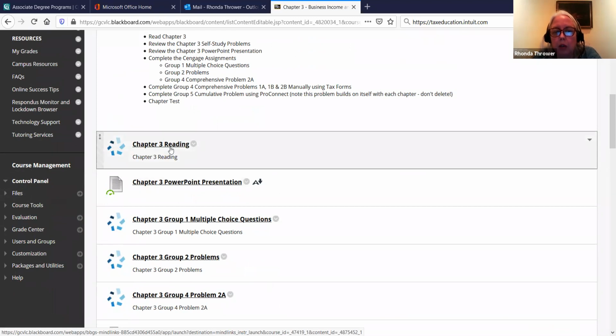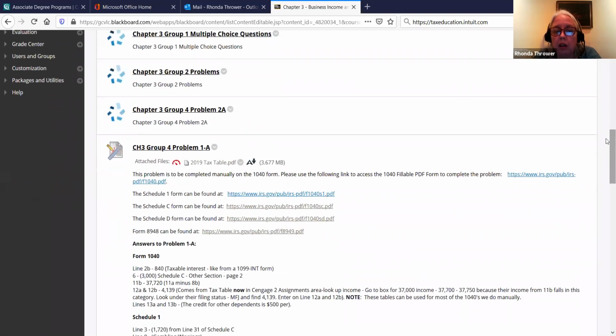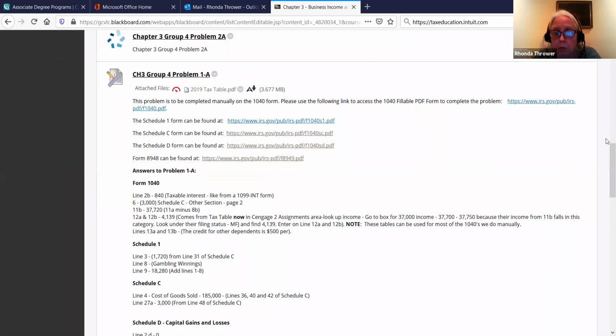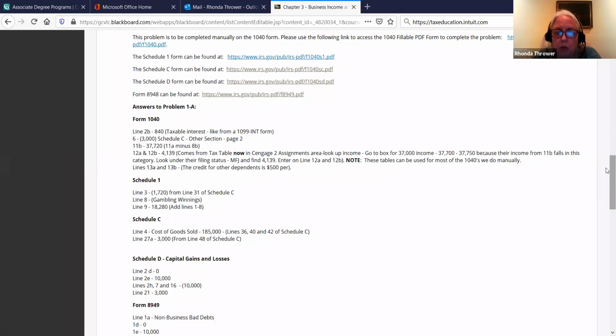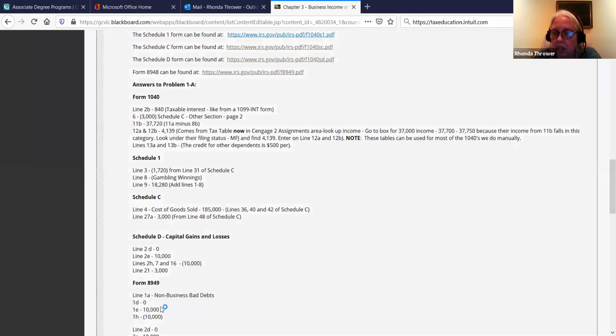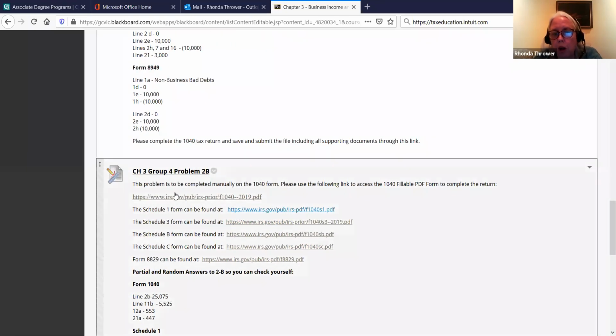And in order to get to this particular problem, you're going to have to go to that chapter to find the problem. And what one of the other students was talking about a while ago was that some of the problems have answers to them that she's provided down here. So make sure that you scroll all the way down. This is the problem that I wanted to work on today, chapter 3, group 4, problem 2B.